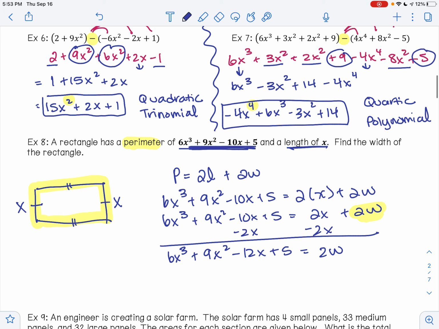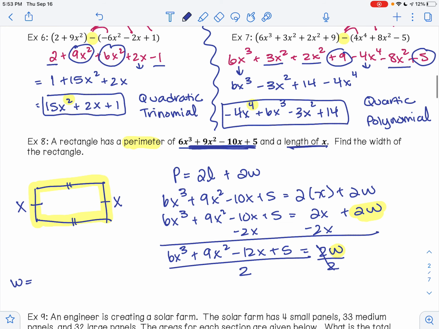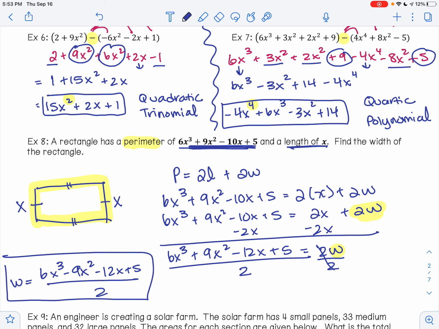And then I want to get w alone. Well, w is being multiplied by 2, so I'm just going to go ahead and divide both sides by 2. So my width is 6x cubed minus 9x squared minus 12x plus 5 divided by 2. That is my answer.